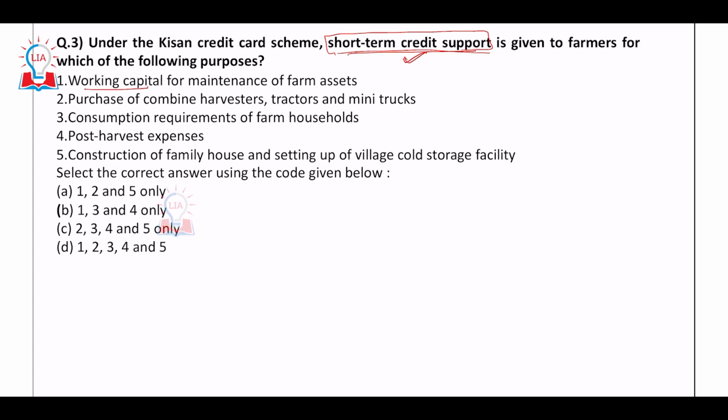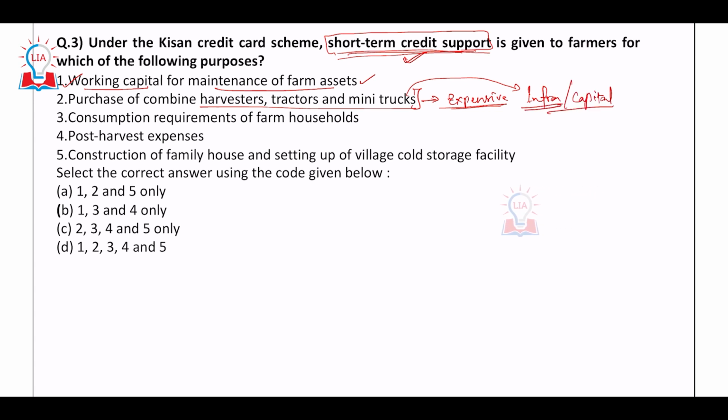Working capital needs for the maintenance of farm assets. This is one. So what is working capital? This is short term itself. So one is there. Two, purchase of combine harvesters, tractors. These will be very expensive ones, right? And they will not be given under Kisan credit card because it is short-term credit support. Basically, this is infrastructure capital, right? So to buy the capital, you have different schemes, not the KCC scheme.